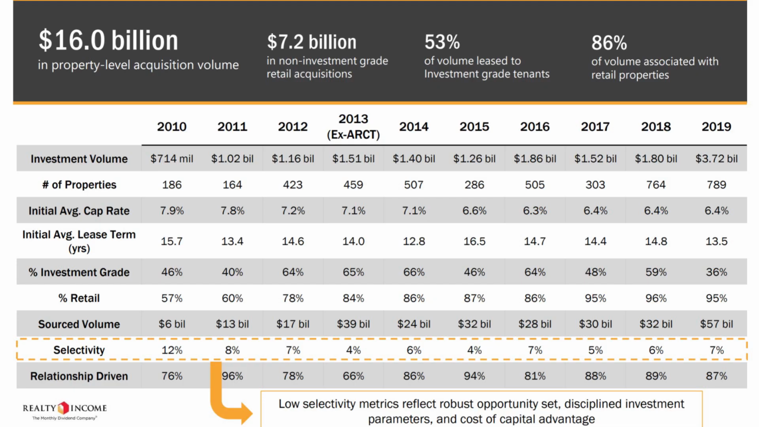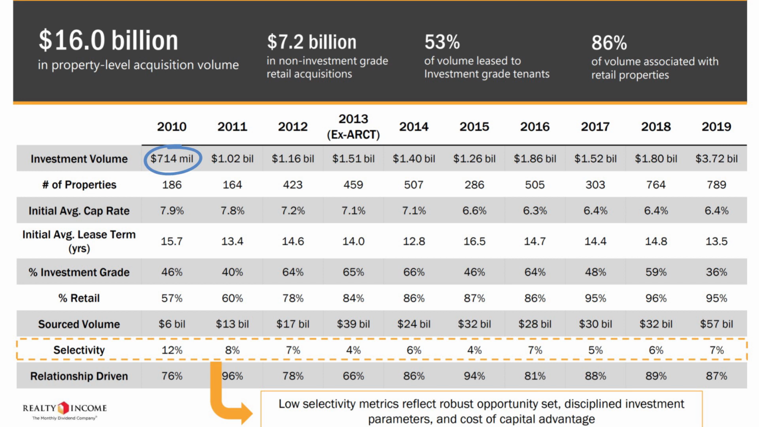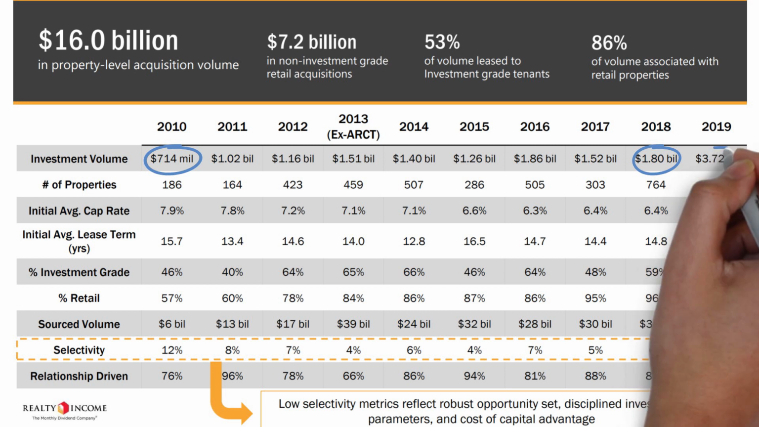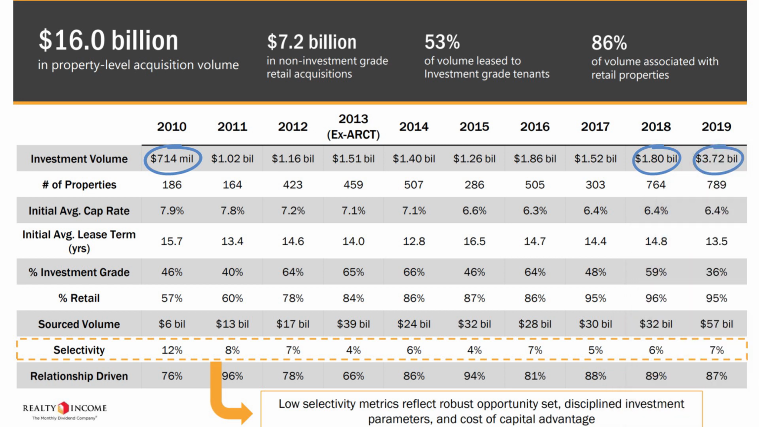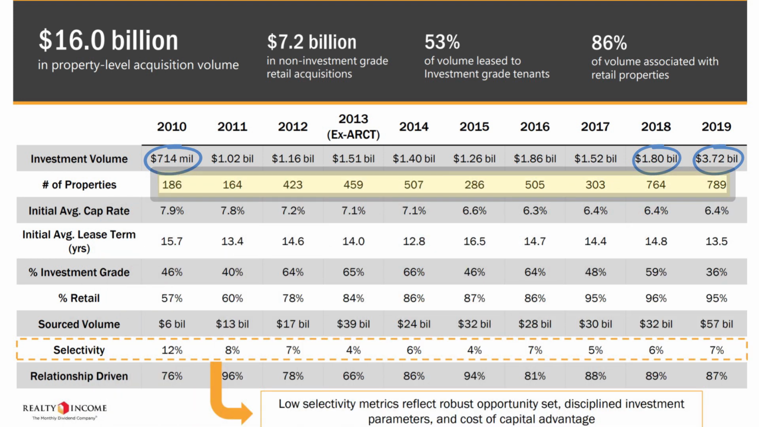Further examining their track record, their property investment volume is massive and has been rapidly growing. In 2010, their volume was $714 million for the year. You can see it has rapidly increased since, coming in at $1.8 billion in 2018 and a massive $3.72 billion for 2019. Similarly, their number of properties has significantly increased over the years.